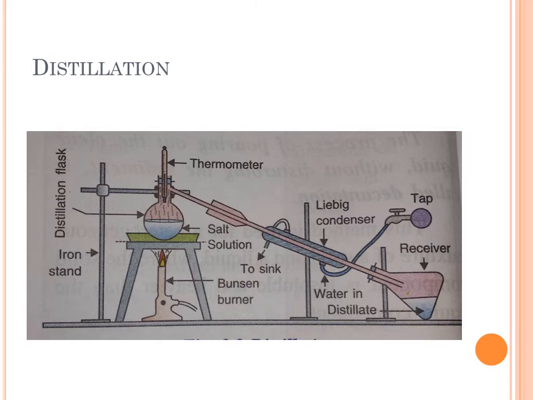A condenser is fitted to the distillation flask. Condenser is a tube surrounded by a continuous flow of water to cool and condense vapors. Upon cooling in the condenser, the vapors of the more volatile liquid condense into pure liquid. Volatile liquid means a liquid with a low boiling point. The pure liquid is then collected in the receiver. In the diagram, you can see the receiver. The receiver here is the conical flask.